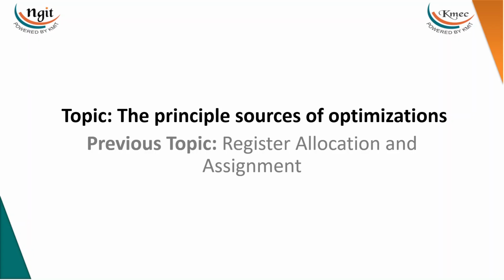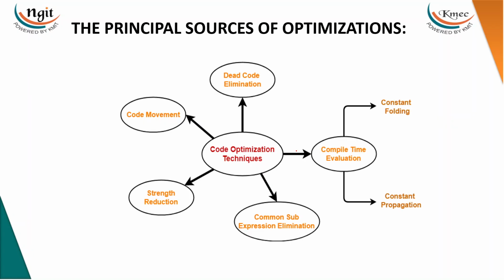Hello students, in this video we'll discuss the principal sources of optimizations. In the last video we discussed register allocation and assignment. Coming to the principal sources of optimization, we have some optimization techniques which we have already discussed in the previous videos. Other than that, the two new things here are constant propagation and code movement.